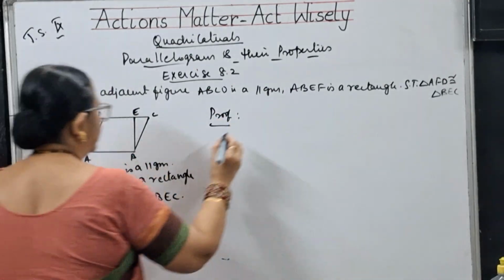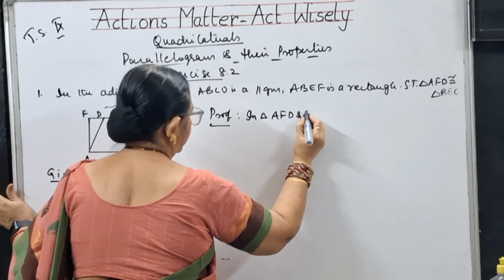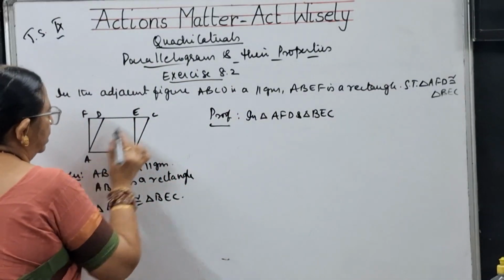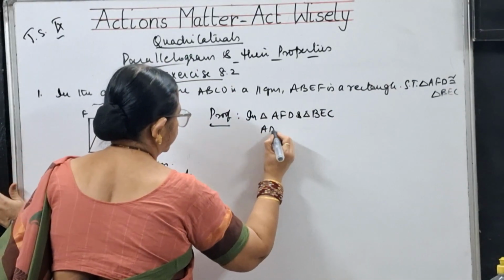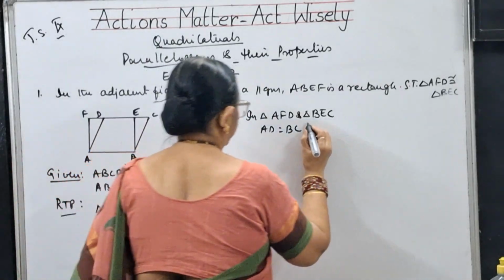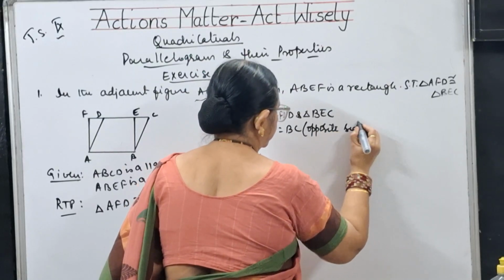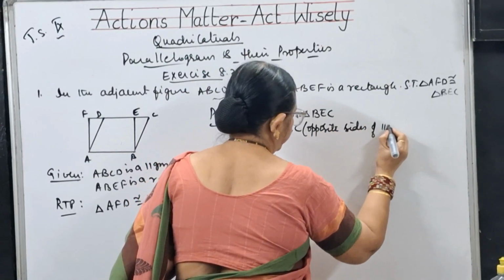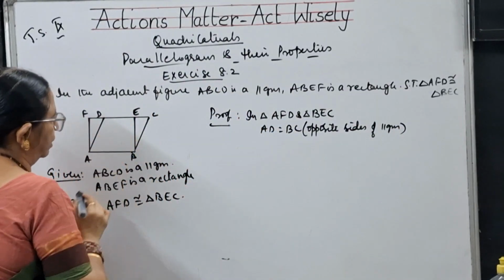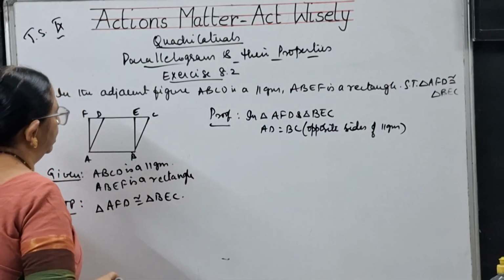We know that in triangle AFD and triangle BEC, in these two triangles, AD is equal to BC. Why is AD equal to BC? They are opposite sides of the parallelogram. They said ABCD is a parallelogram. So AD and BC are opposite sides of the parallelogram. They are equal, we can say.